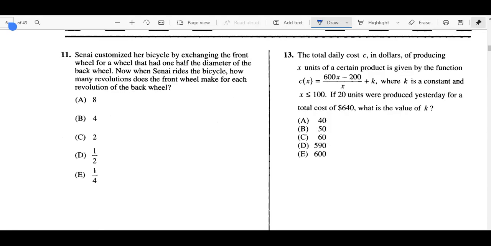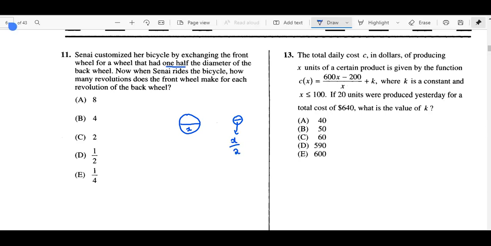Okay. Now we have the 11th question, which says, Sinai customized her bicycle by exchanging the front wheel for a wheel that had one half the diameter of the back wheel. So the back wheel would be bigger and the front wheel would be smaller. And if this has x diameter, this would have x by 2 diameter. Okay, one half means half.